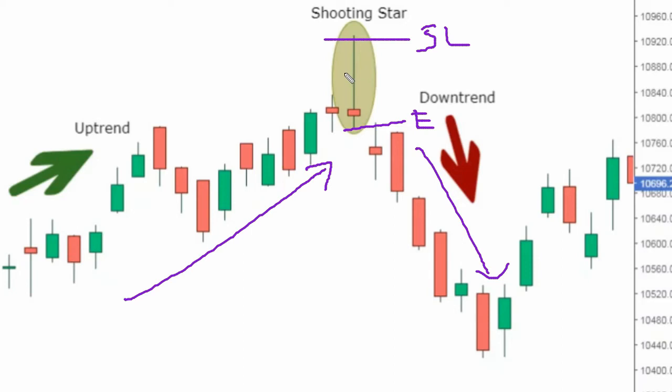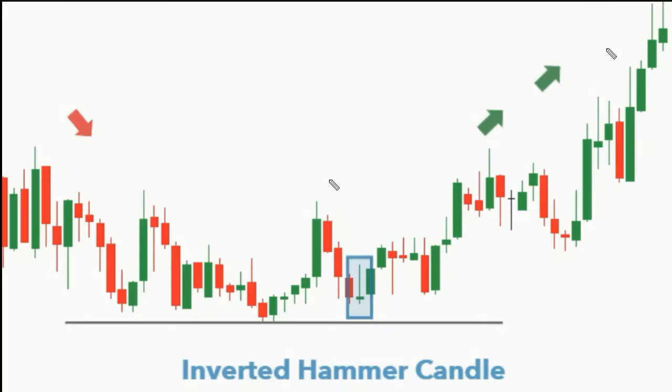Shooting star formation should be at the top of the chart and it is a bearish candlestick pattern. As you can see on the screen, there is a formation of an inverted hammer candle, which looks like a shooting star but is at the bottom of the chart. The shooting star occurs at the top of the chart and the inverted hammer candle occurs at the bottom of the chart. This is the main difference, and the second difference is that the inverted hammer candle is a bullish signal and the shooting star is a bearish signal.